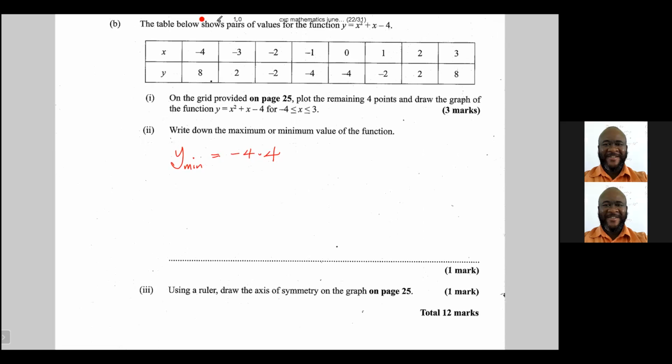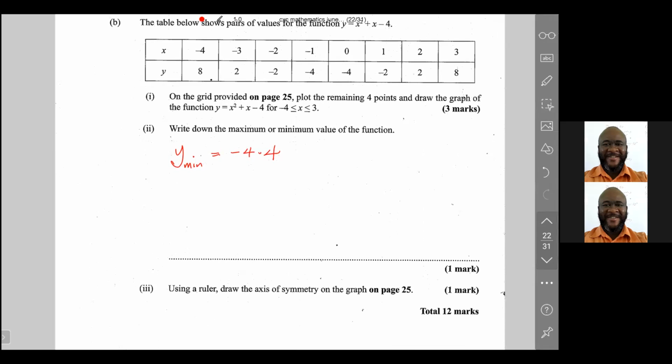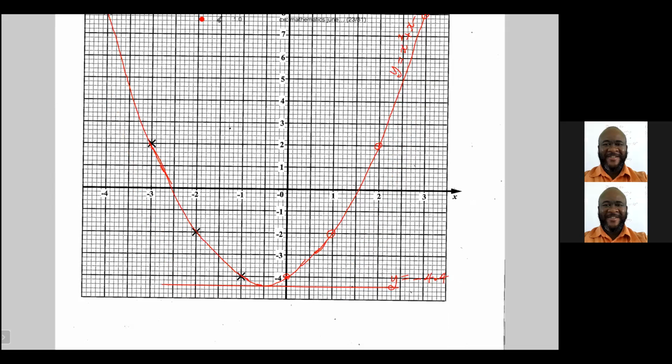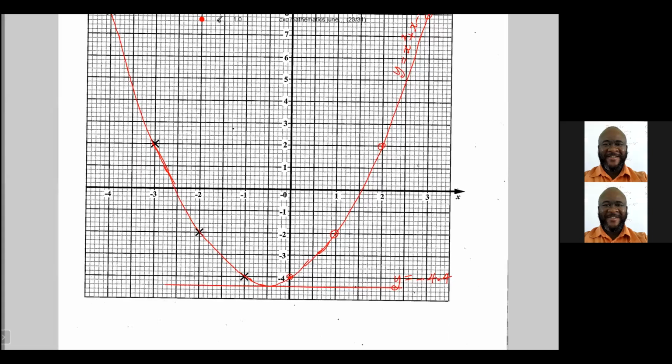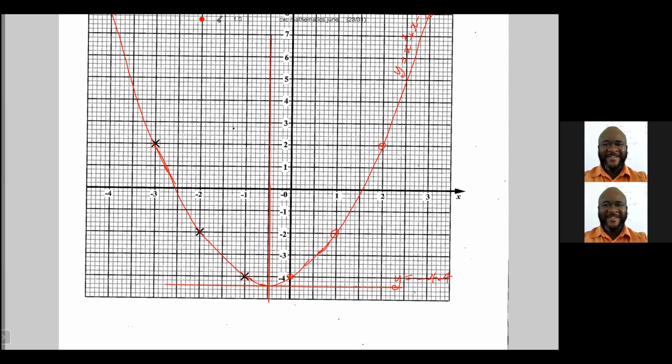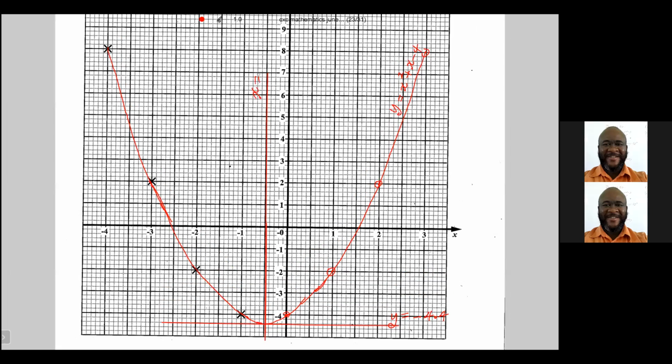Then we're asked, using a ruler, draw the axis of symmetry of the graph on page 25. So the last thing we need to do is to draw the axis of symmetry. Guys, the axis of symmetry is a straight line that passes through the turning point. The turning point in this case is the minimum turning point, which is the lowest point on the graph. So a vertical line that passes through the lowest point on the graph, all right, not perfect. It's actually the line x is equal to minus 0.5. So this is the line x is equal to minus 0.5, and that line is the line of symmetry. It's not perfectly drawn, but you get the idea.